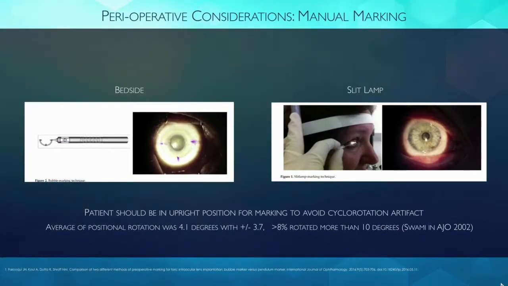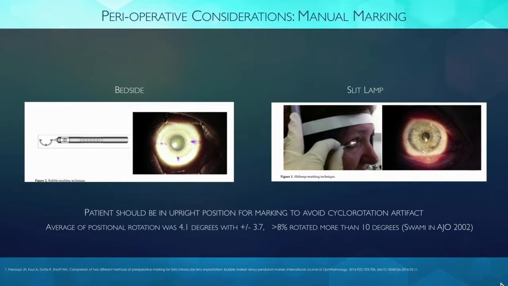Manual marking is best done if you're at the slit lamp. So if you have a slit lamp in your OR or along the way, you can actually do that in the upright position, because most of us just eyeball it, and I get to the OR sometimes and I think, who did that?